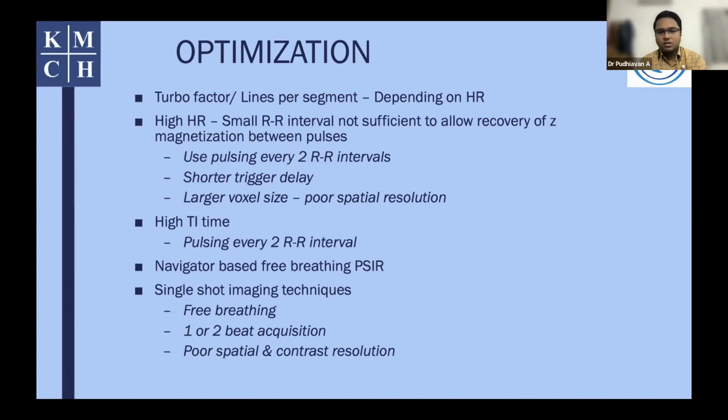You can also use single shot imaging techniques instead of multi-shot, like what we did for TI scout, where you give a single TI time, but single shot imaging techniques are again very prone to artifacts because of improper TI time. So your TI time has to be very accurate when you're using single shot imaging techniques. And the downside of single shot techniques is that it has a very poor spatial and contrast resolution. So if you don't have access to a navigator based free breathing delayed enhancement, and the patient is not holding breath at all, then you can go and use a single shot delayed enhancement technique.